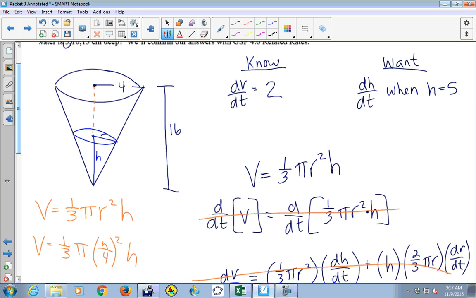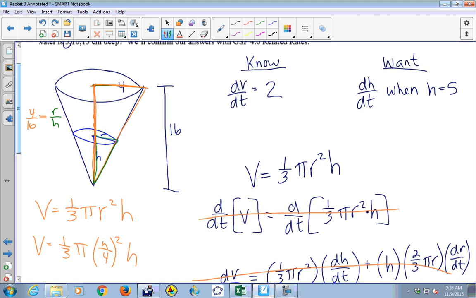So the reason I'm allowed to use it in this picture is because of similar triangles, right? I've got this orange triangle, and then I've got this green triangle, and they're similar. This side to this side, the ratio of 4 to 16 equals the ratio of r to h. They're related linearly by similar triangles.